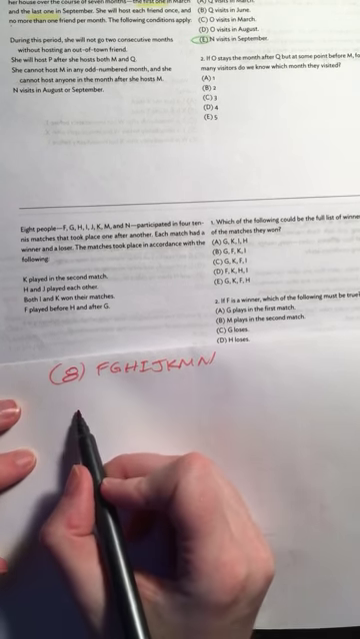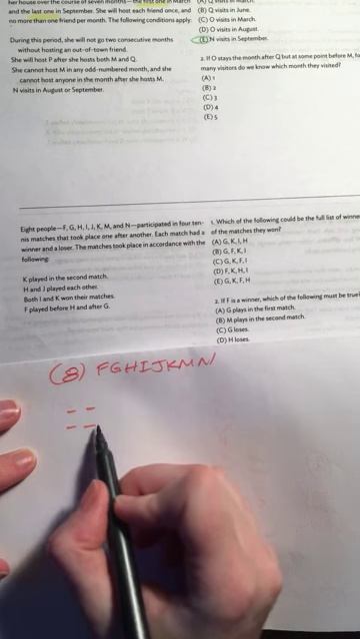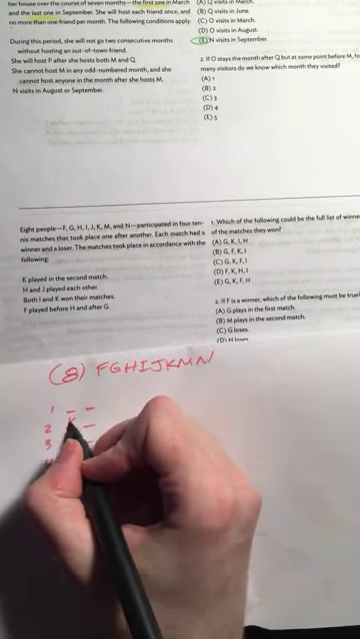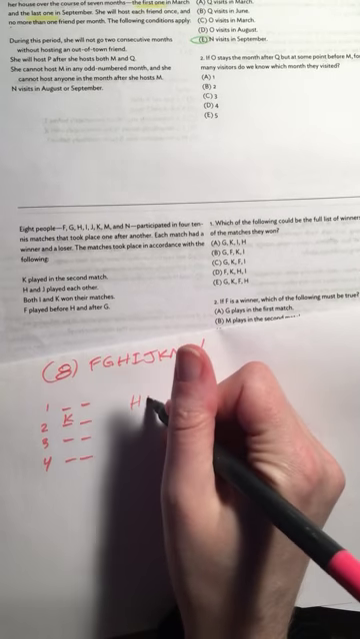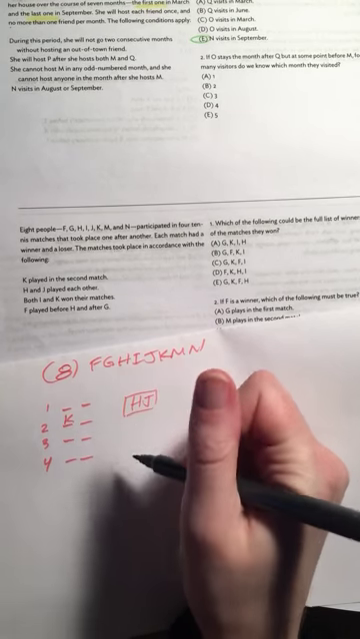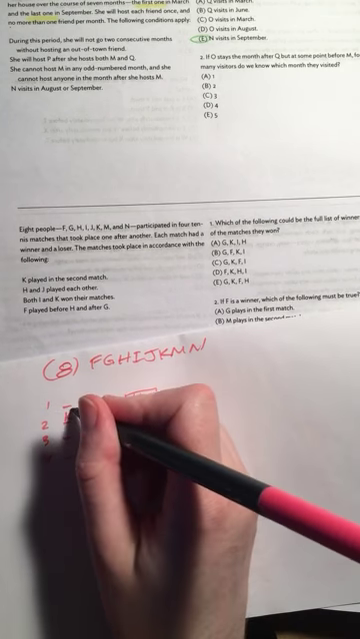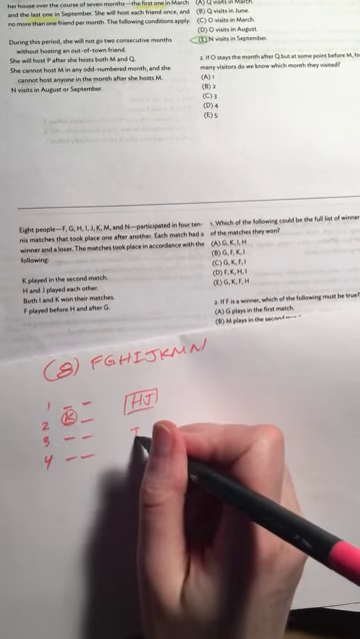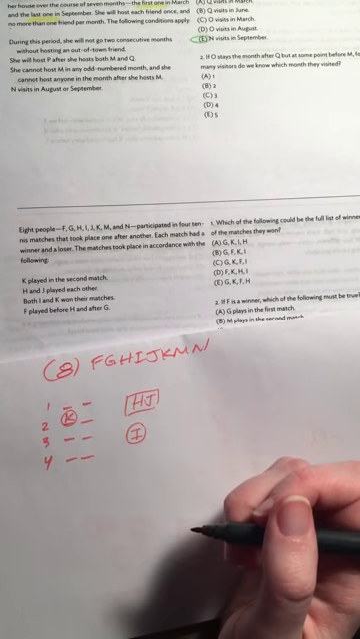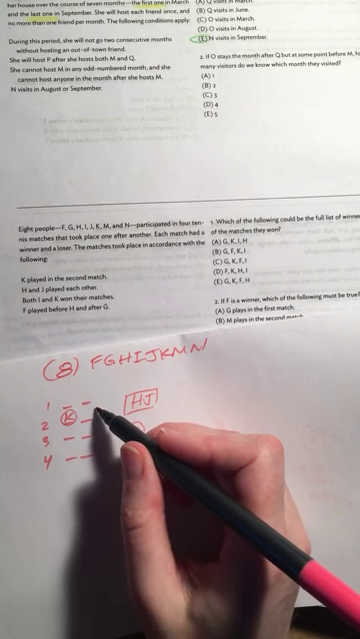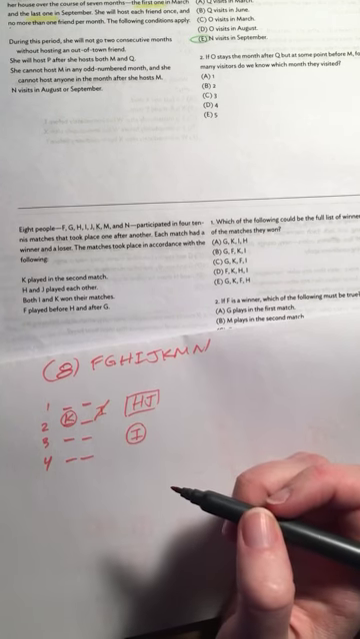Alright, so 1, 2, 3, 4. K played in the second match. H and J play each other. Both I and K won their matches. I'm just going to circle the winners. So that means that I and K can't be together, right? Because they can't both win.